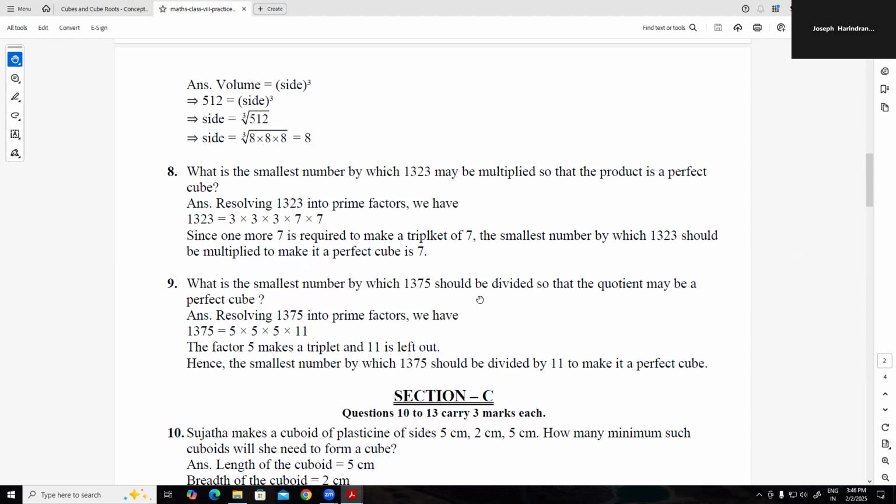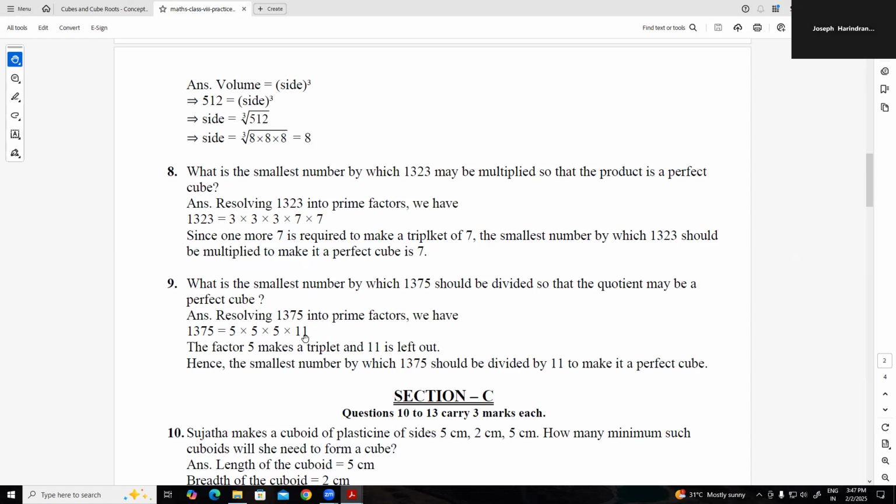Moving on to the 9th question on section B. These are all 2 marks questions where you have to work out. 1375: what is the smallest number by which 1375 should be divided so that the quotient may be a perfect cube? This is again prime factorization. Since the number ends in 5, we divide by 5, continued division, till we get another odd number, which has to be divided by 11.